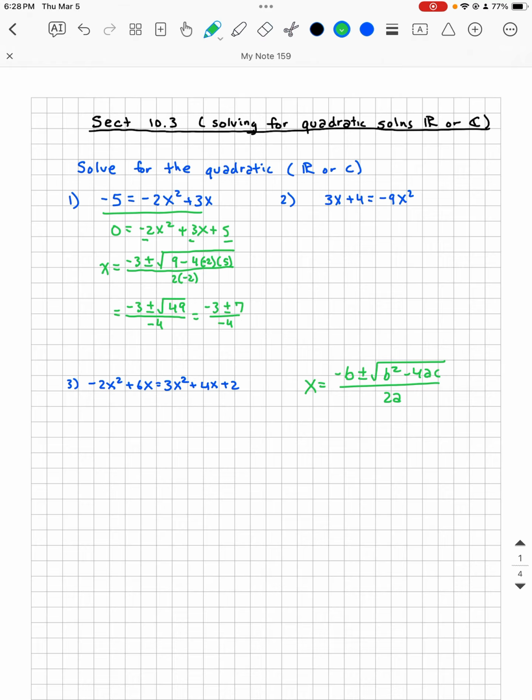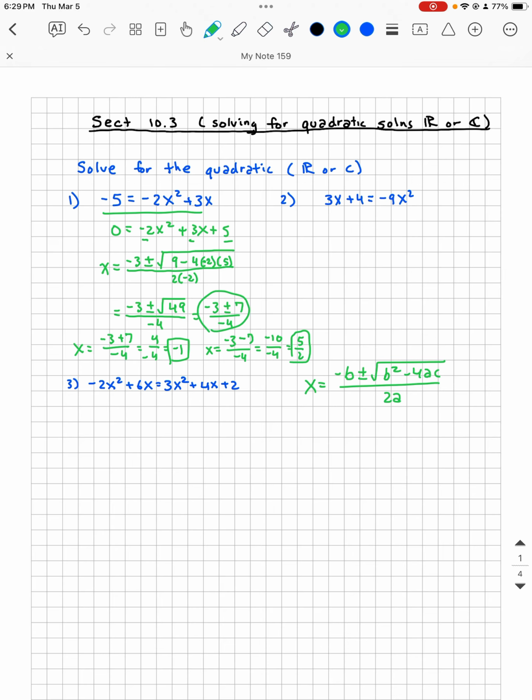And if you want to look at each one individually, then one answer is x is equal to -3 plus 7 divided by -4. If we add those together, that gives you positive 4 over negative 4, which is equal to -1. And for the other answer, x is equal to -3 minus 7 divided by -4. That's going to give you -10 over -4, or you can say 2.5 or 5 over 2. So those are going to be your two solutions.